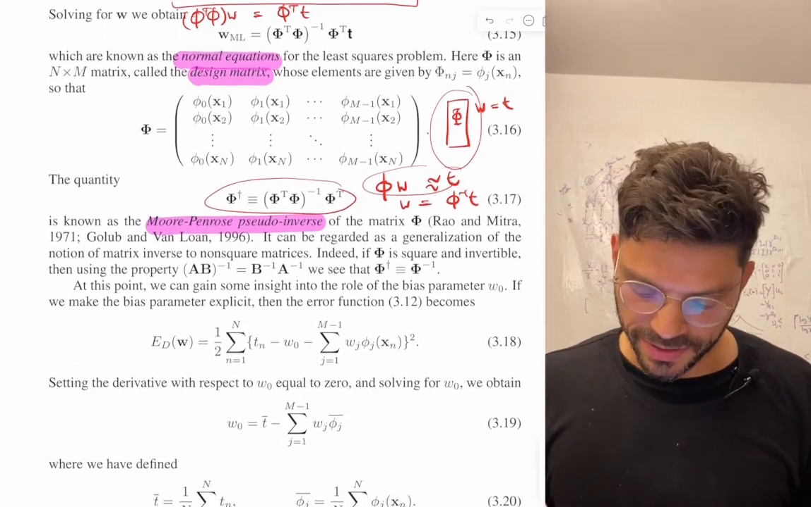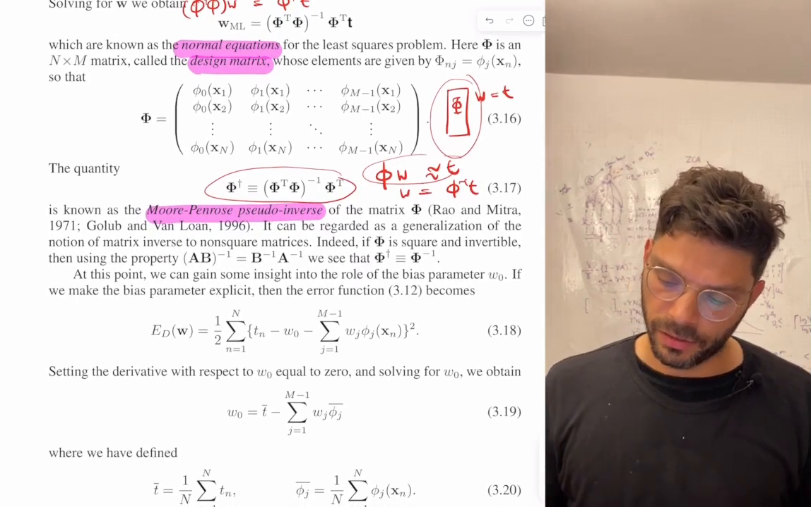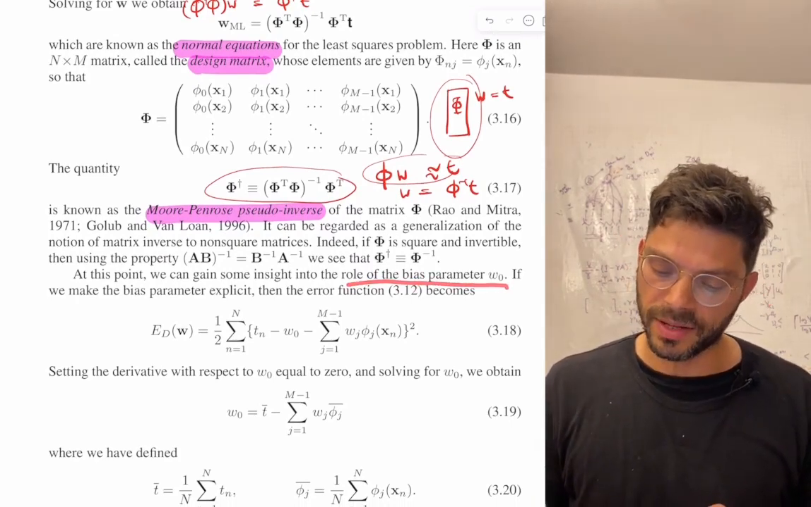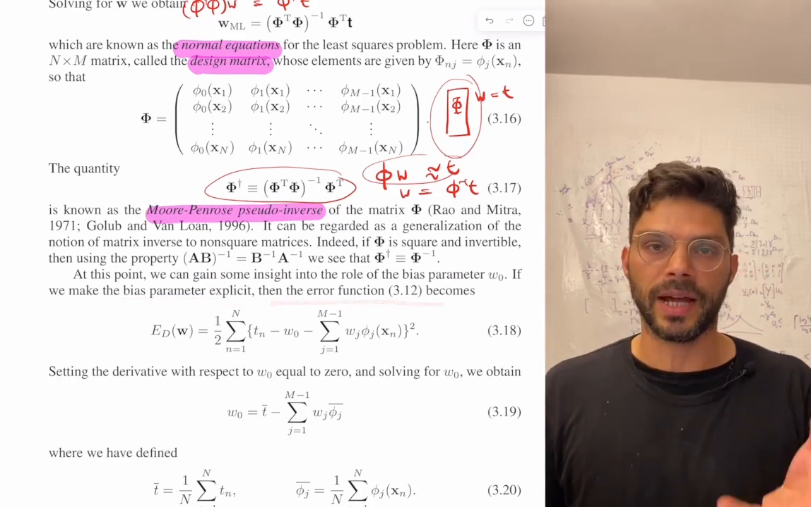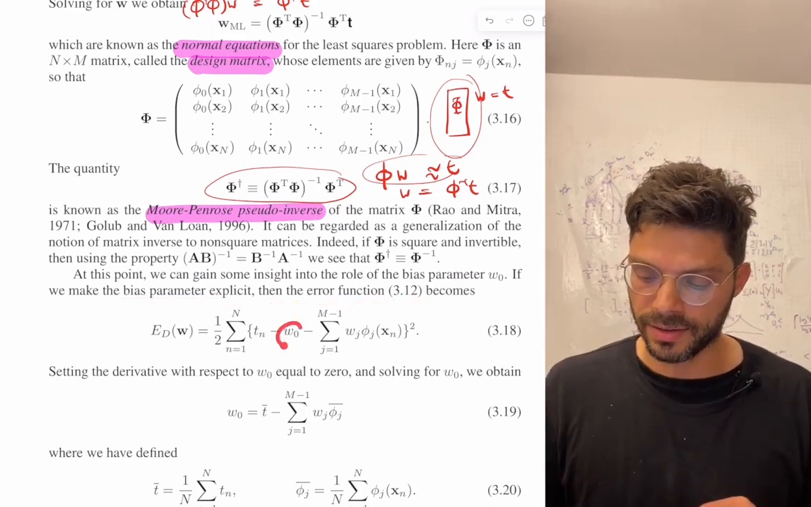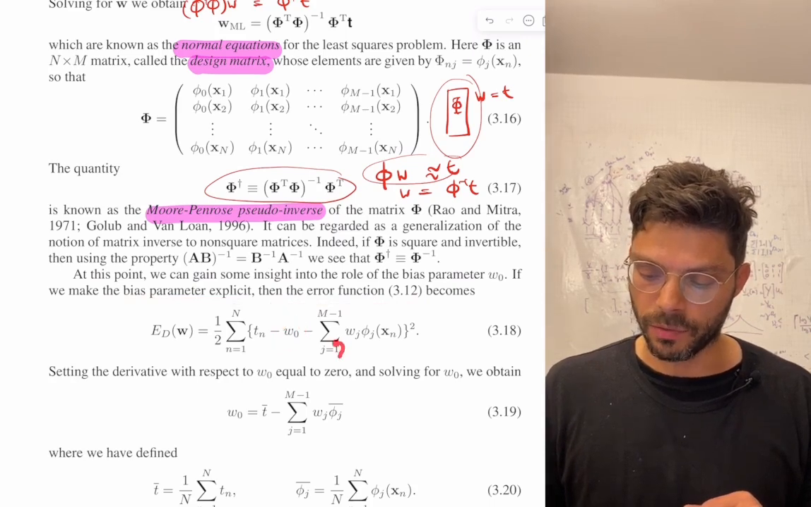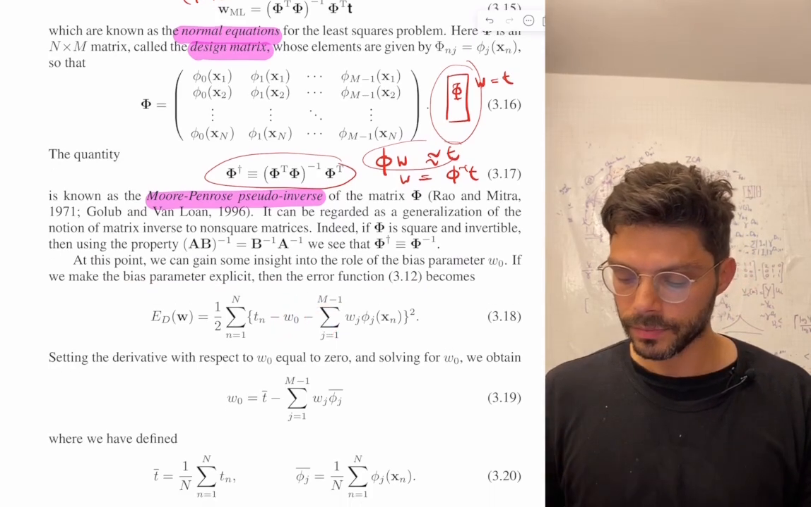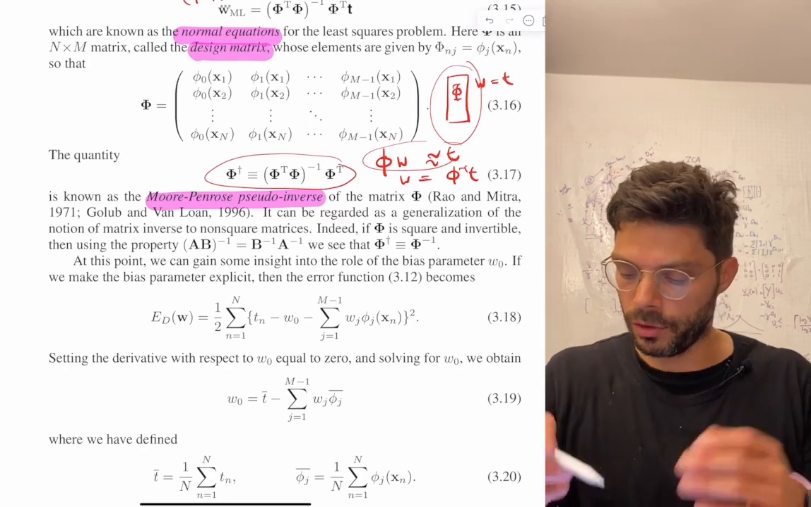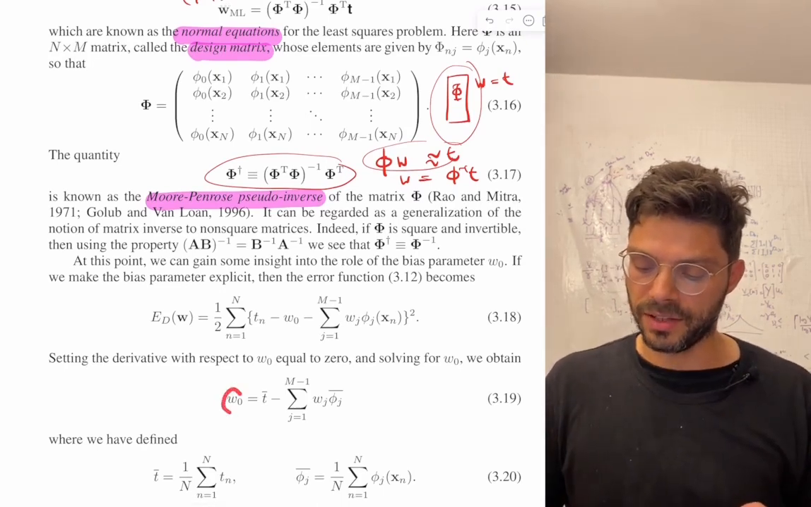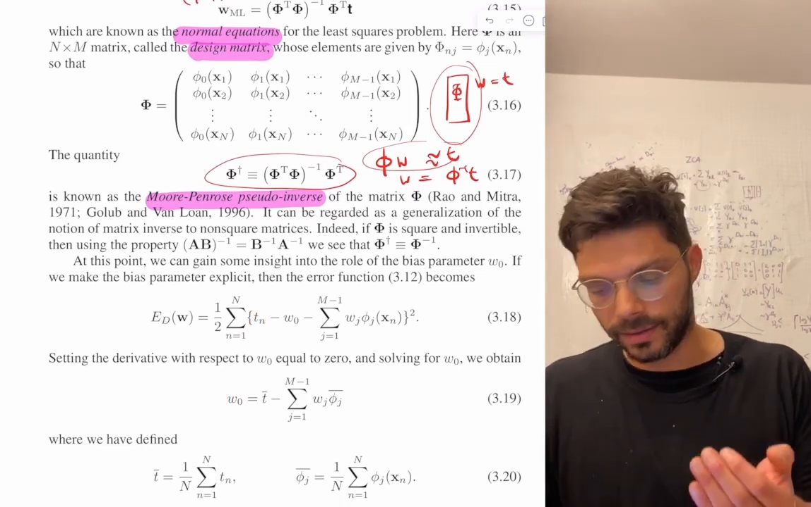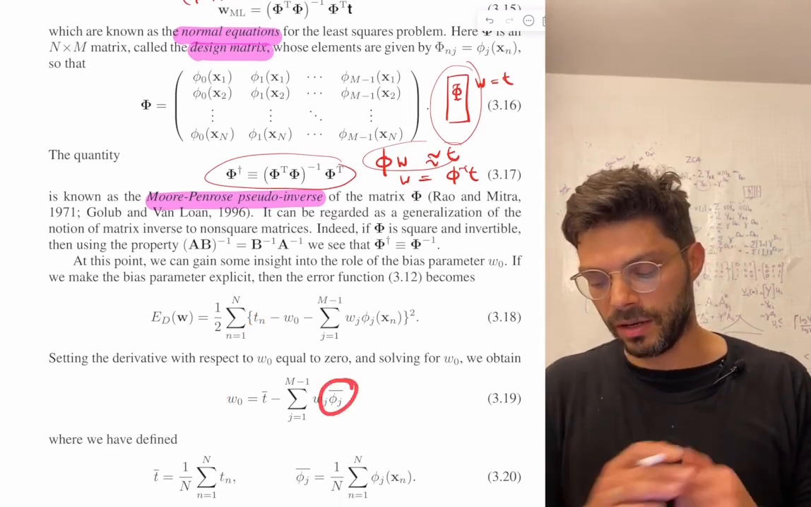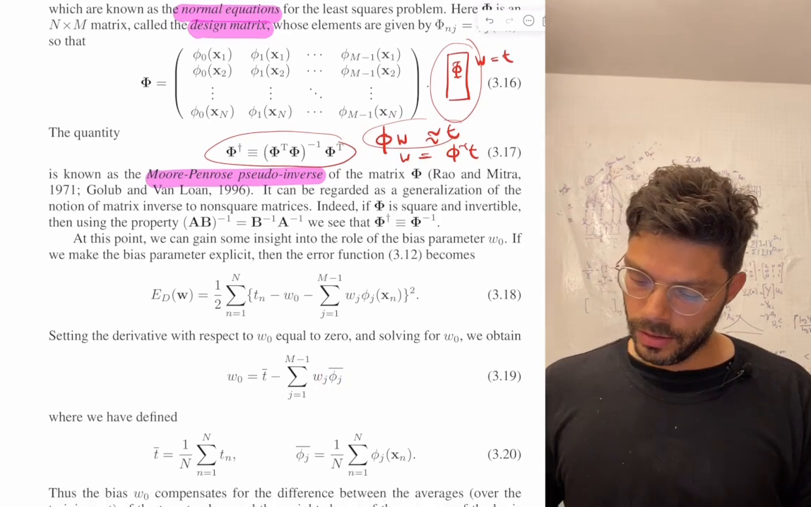Okay, and then finally he says, at this point we gain some insight into the role of the bias parameter. So he says if we make the bias parameter explicit, then the error function becomes, so now we're pulling out the bias parameter. So now there's w naught, and then j is now going from 1 to m minus 1. And if you set the derivative to 0, so you guys should do this, you get that the bias is the difference between the mean of the targets and the weighted sum of the means of the features.